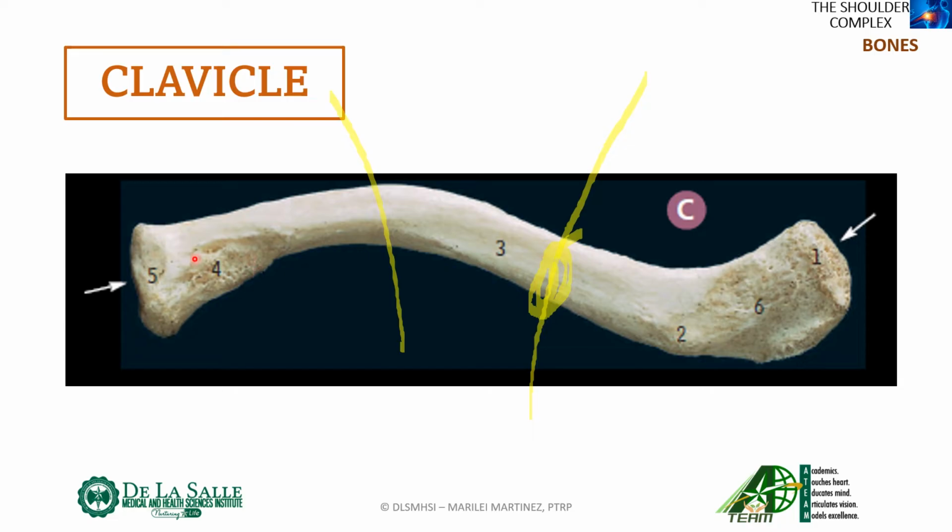On the inferior surface of the clavicle, we have a roughened surface known as your costal tuberosity, which serves as an attachment for the costoclavicular ligament, a ligament that is attaching the clavicle and the first rib together.